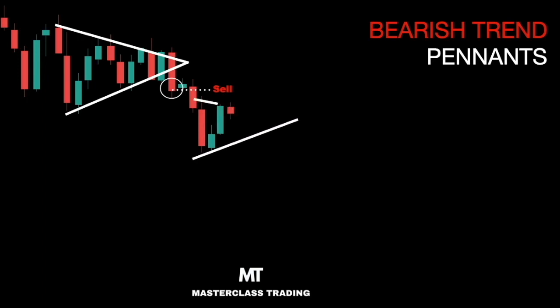The pennant is very similar to a symmetrical triangle. The main differences between the two, is that a pennant is much smaller in volume, and it always represents a continuation of the main trend. Once price breaks the pennant to the downside, this is a signal to sell the asset for a continuation of the trend.